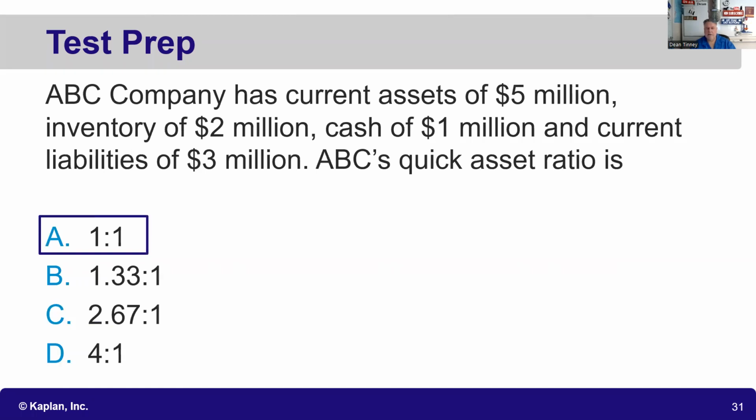Now, if they ask me working capital, that could have been testable. That's current assets, 5 million minus 3 million. And the working capital here would be 2 million. That's testable as well. They could have asked us current ratio. That would have been the current assets, 5 million, divided by the current liabilities, 3 million, right? And then here they asked the asset test.